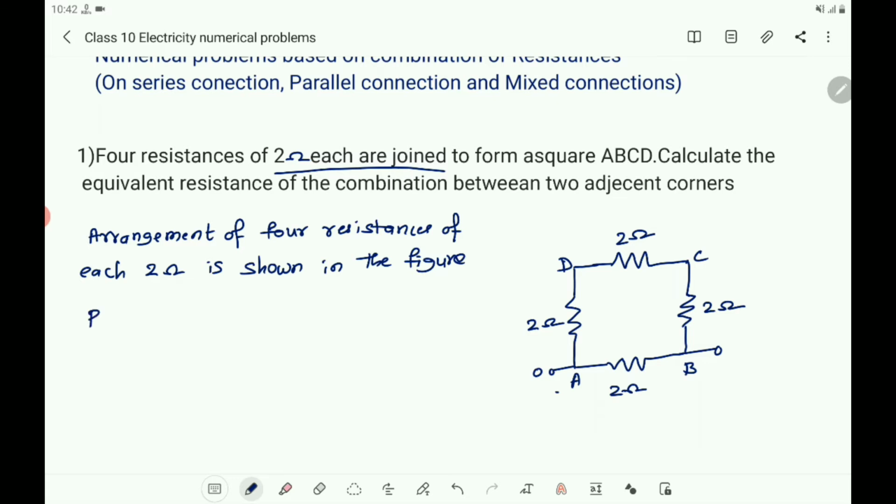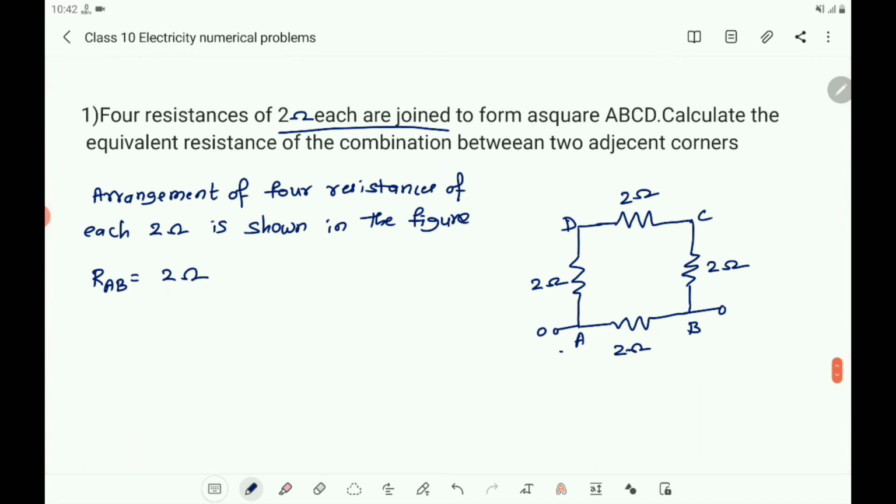RAB equals 2 ohm, and RADCB, that is A to D, D to C, C to B, they are connected in series. You know, in connection in series we have to add the resistances, that is 2 ohm plus 2 ohm plus 2 ohm, that equals 6 ohm.